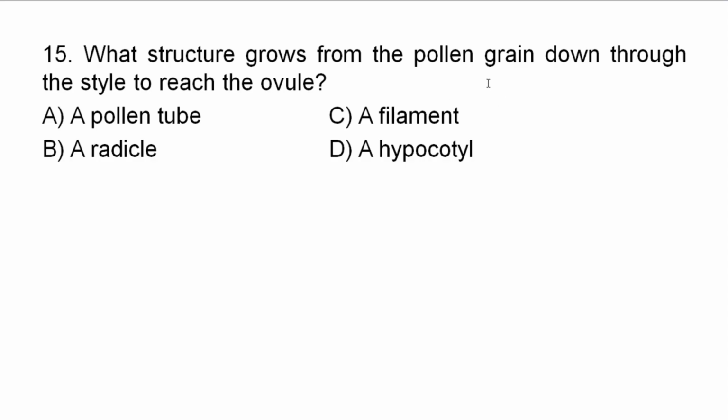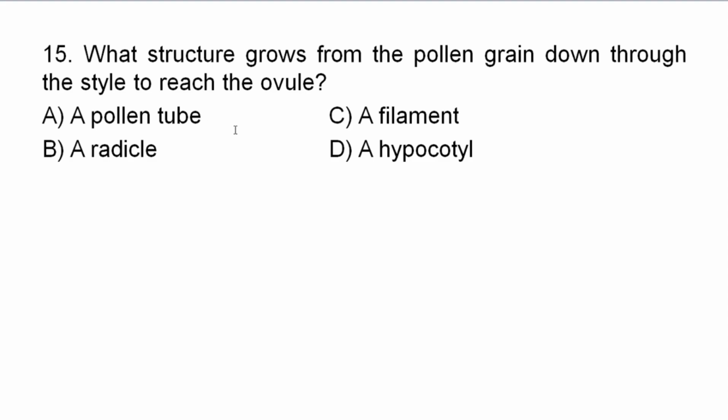It grows from what? The pollen grain. And grows downwards through the style, to the ovule. Good, the correct answer is A, a pollen tube. A pollen tube is a structure that grows from the pollen grain down through the style to reach the ovule. So the correct answer for question number 15 is A.